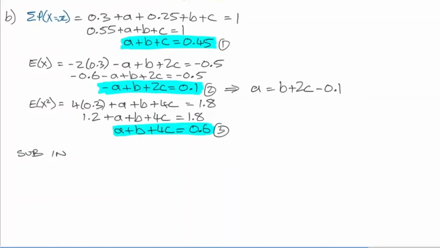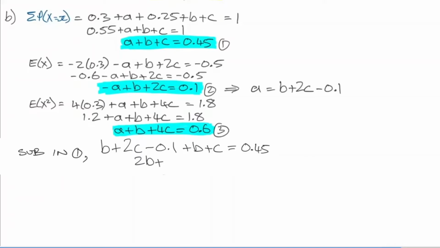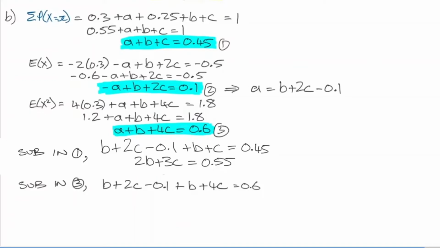So, A equals B plus 2C minus 0.1. I'm going to substitute that into equation 1, and we get 2B plus 3C equals 0.55. If I substitute into equation number 3, B plus 2C minus 0.1 plus B plus 4C is all going to equal 0.6. Once again, rearranging there, and we get 2B plus 6C equals 0.7.